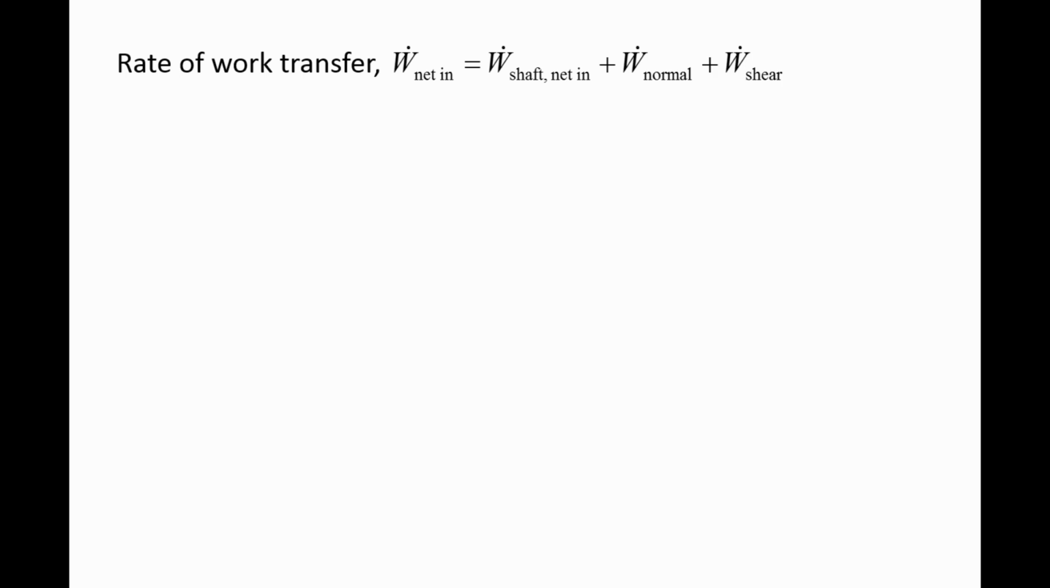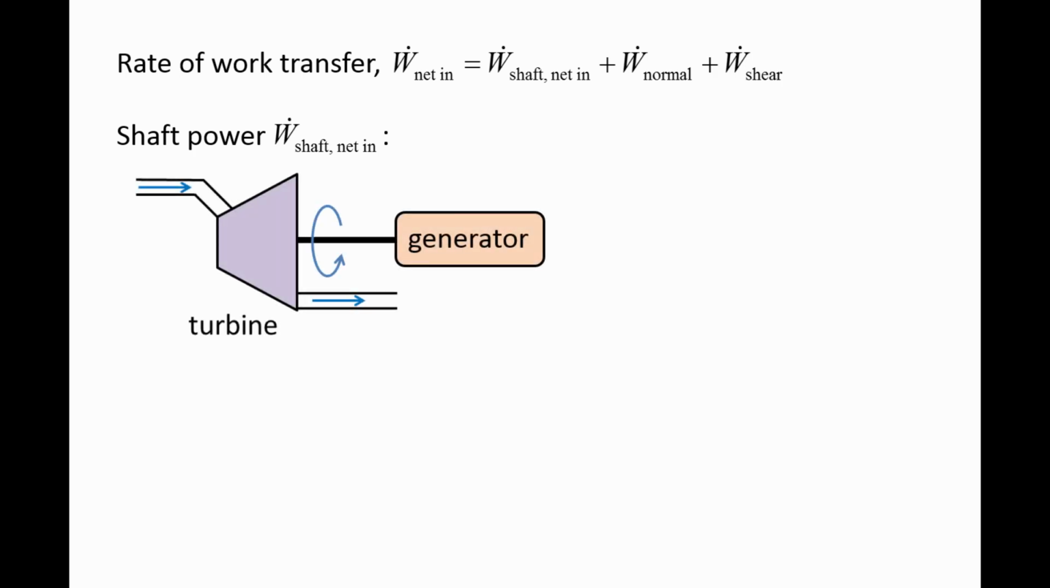Now let's examine the rate of work transferred to the control volume, W net in dot. We will consider three forms of work: work transferred through a shaft, work due to normal stresses, and work due to shear stresses. In fluid mechanics, devices often utilize a shaft for work transfer. For example, in a coal-fired power plant, steam flows through a turbine and interacts with a rotor, causing the rotor to rotate. The rotor is connected to a shaft, which is connected to a generator, which produces electricity.